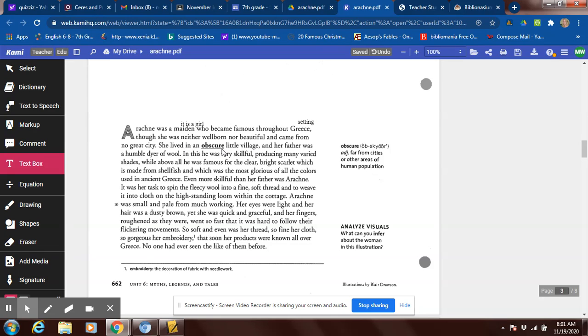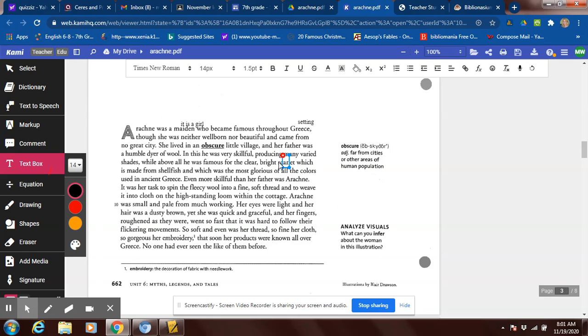Though she was neither well-born nor beautiful and came from no great city, she lived in an obscure little village. So what does obscure mean? Far from cities or other areas of human population. So she lived like way, way, way out in the country, and her father was a humble dyer of wool. In this he was very skilful, producing many varied shades, while above all he was famous for the clear bright scarlet, which is made from shellfish and which was the most glorious of all the colors. So I know that scarlet is red, the red color.